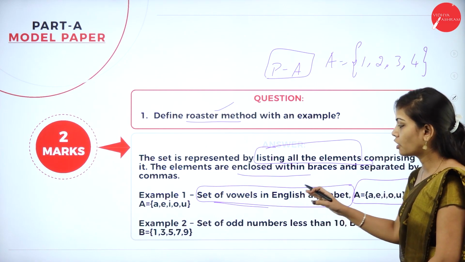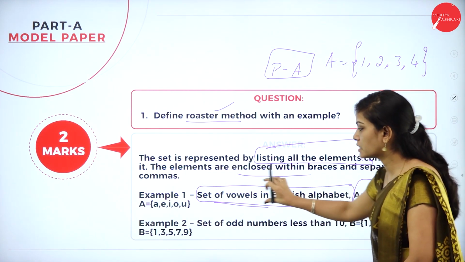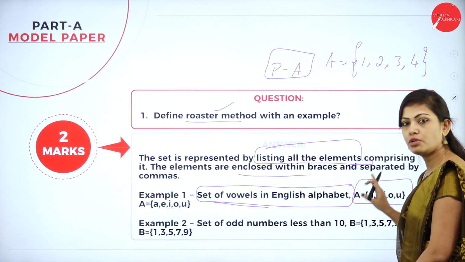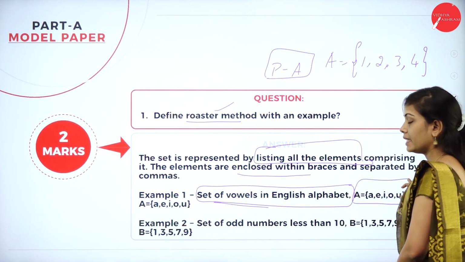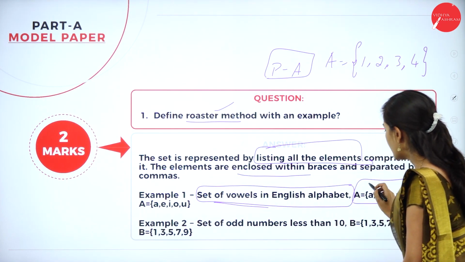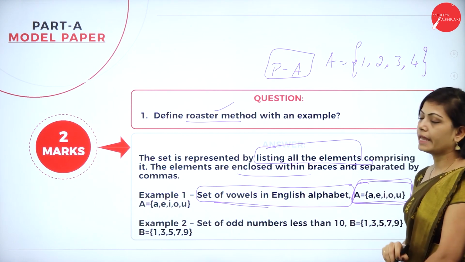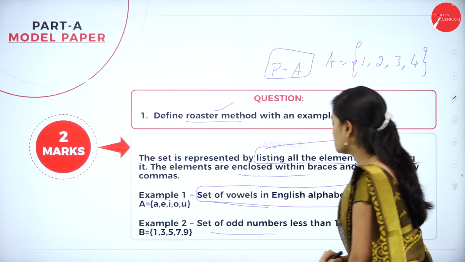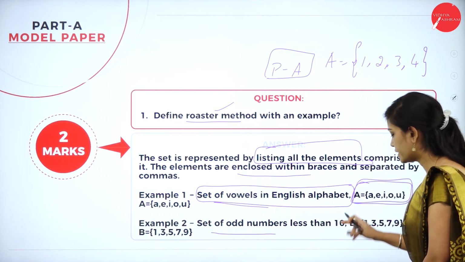Is it clear? The set of vowels in the English alphabet is a sentence, called set builder form, and we have to convert this into roster form, that is A equals {a, e, i, o, u}. So what is the definition? A set is represented by listing all the elements. Is it clear? And the second example, the set of odd numbers less than 10.